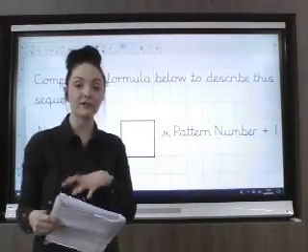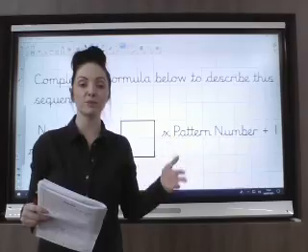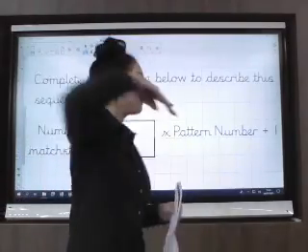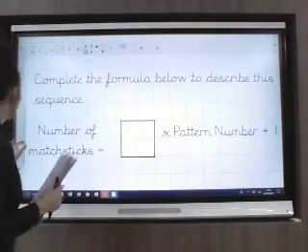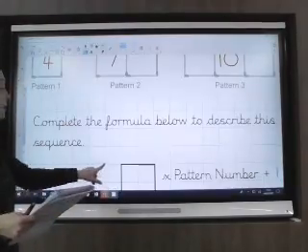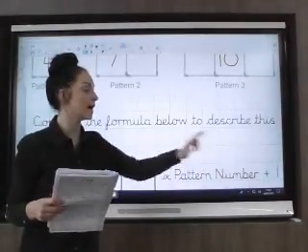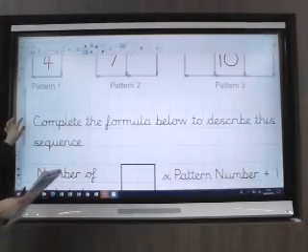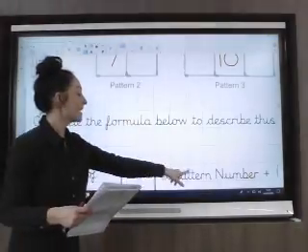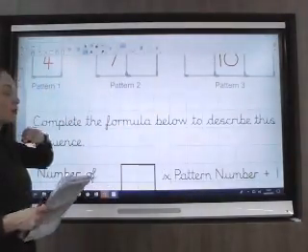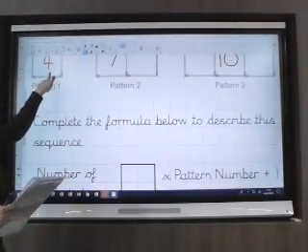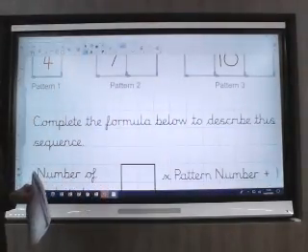So your pattern number is, for example, pattern 1, the pattern number is 1. Pattern 2, the pattern is 2. Pattern 8, the pattern number would be 8. So I'm just going to start with 1 and see what happens. So number of matchsticks equals 1 times the pattern number, add 1. So I'm starting with 1. So 1 times the pattern number 1 is 1. Add 1 is 2. But I need 4. So that's not going to work.